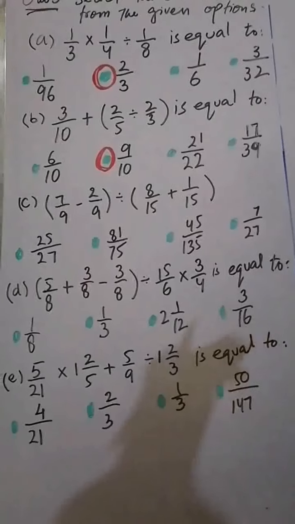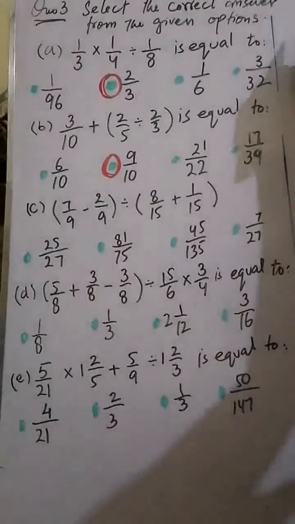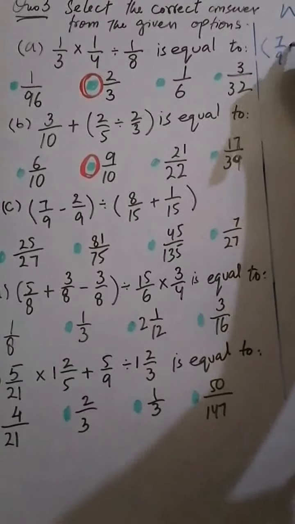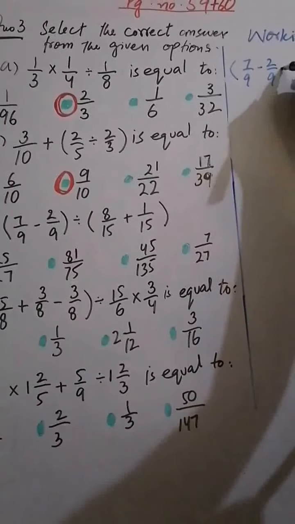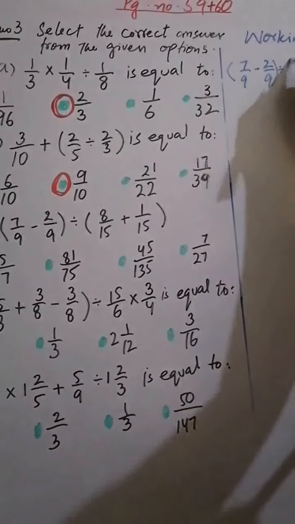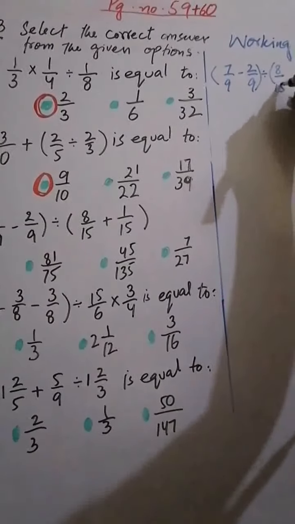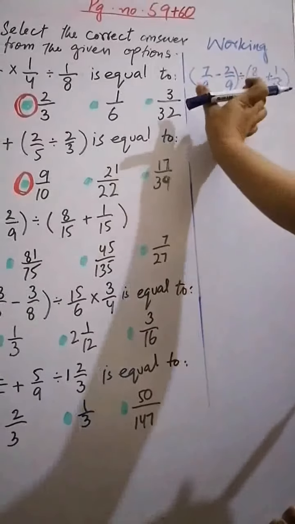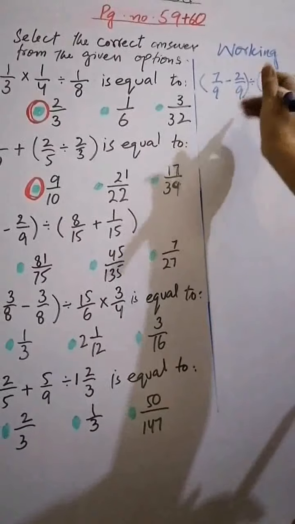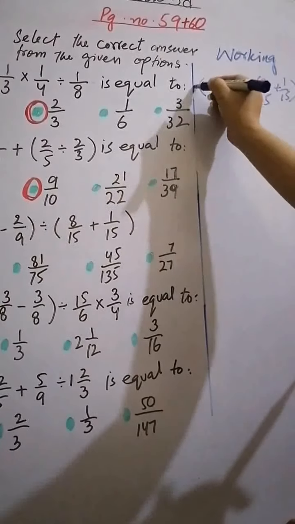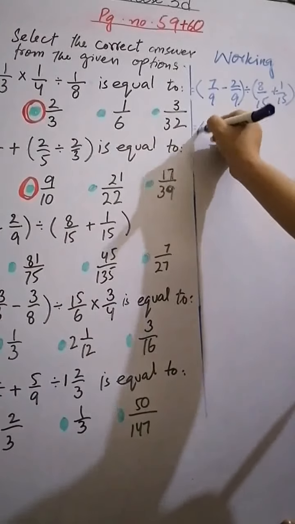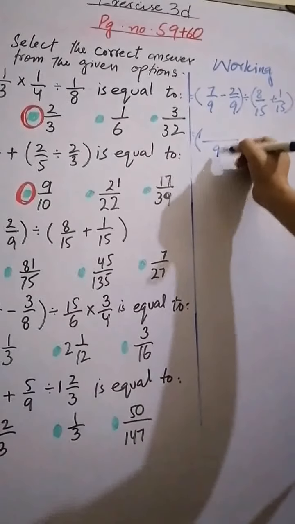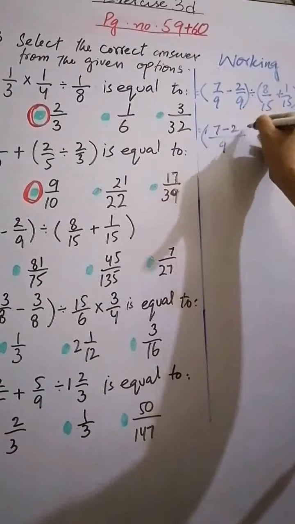Correct? Now part C. It's 2 brackets over here. It's 7 by 9 minus 2 by 9 divided by 8 by 15 plus 1 by 15. Correct? So first of all we will solve the brackets. We can solve both together too. Look, it's 9, the denominator is the same, so the LCM is the same, and the numerator also.